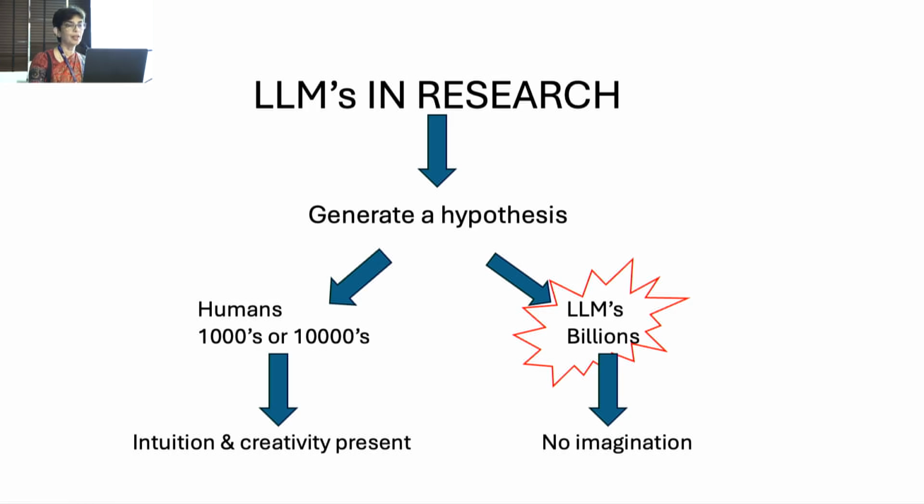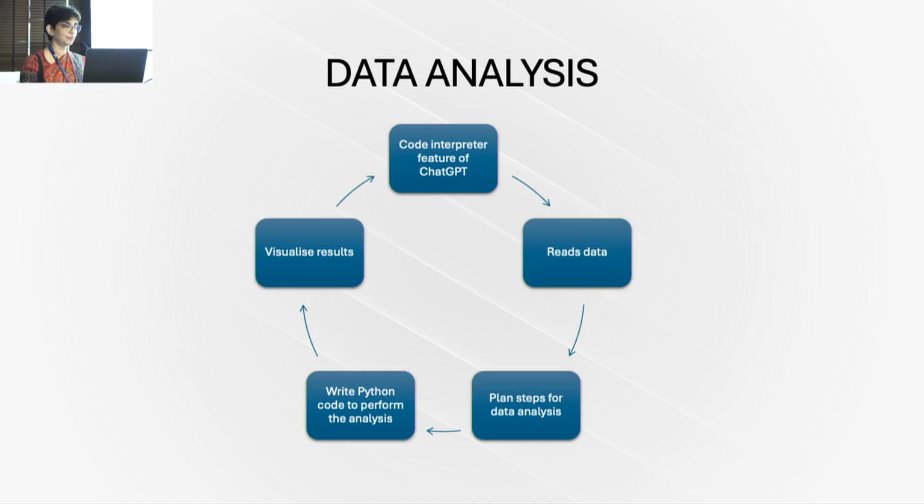Besides literature search, large language models are also useful in research. You know that the heart of research is the hypothesis. Now, human beings from time immemorial have created hypotheses in tens of thousands. But large language models are able to create billions of hypotheses. The only difference is that the hypotheses created by human beings are imbued with intuition and creativity, while those from large language models do lack imagination.